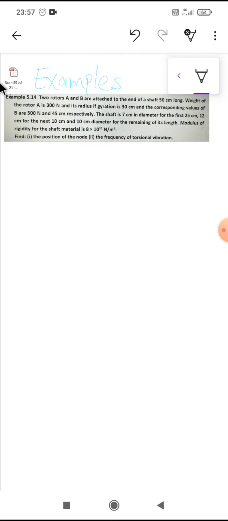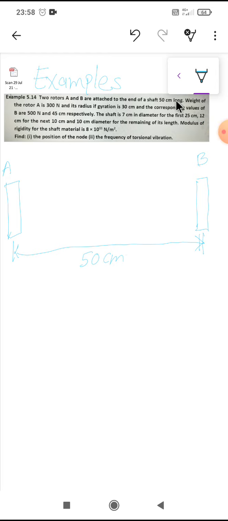So let's read the question. What is said in the question? Two rotors A and B are attached to the ends of a shaft 50 centimeter long. So these are two rotors, this is A and this is B. The distance between A and B is 50 centimeter.